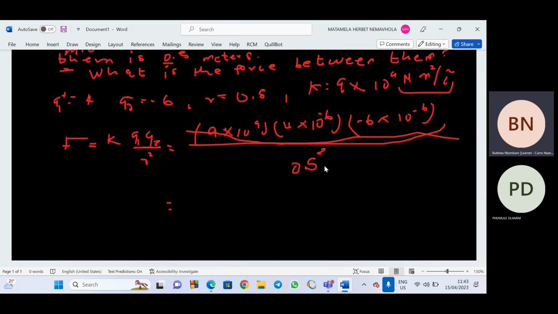Yes, I got the answer. What is the answer? Negative 2.16 times 10 to the power of 11. Now say divide by 0.5 to the power 2. It says negative 8.64 times 10 to the power of 11.